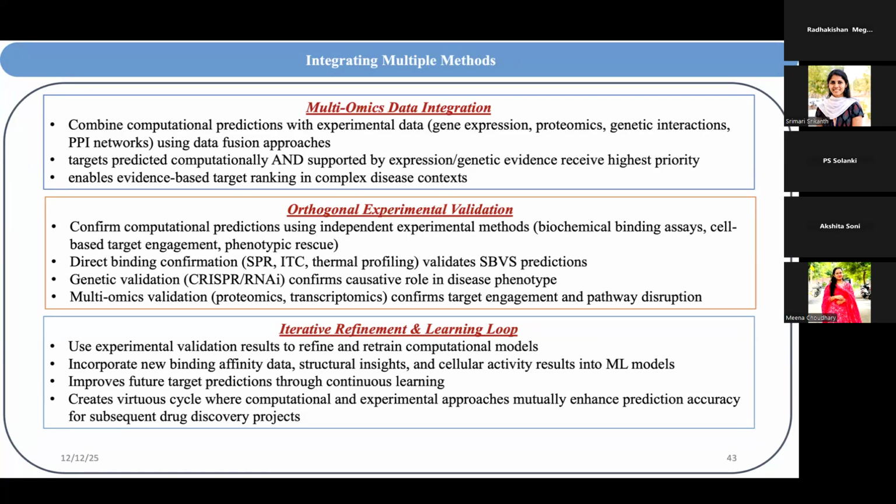And in the case of proteomics, we confirm that when we inhibit the target, the predicted pathway actually gets disrupted or not. So in the iterative refinement loop, when we do the experiments, we get new binding affinity, structural insight, or activity data. Instead of just discarding it, we feed it back to our ML model. So we retrain the model with the new data. The next time we make predictions for new diseases or new pathways, the model gets smarter. So computational tool or ML prediction, experimental validation, model refinement, and better predictions. That creates a feedback loop.